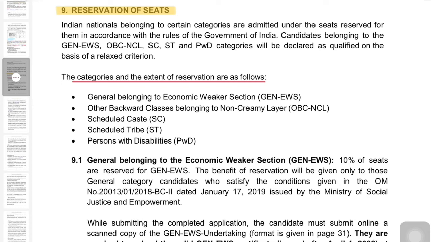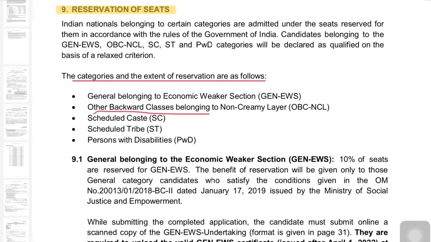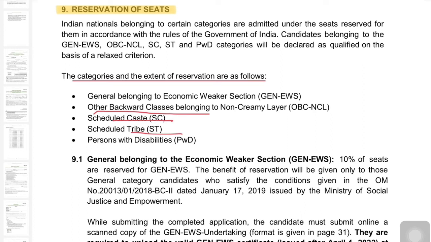As with any other exam, students from various categories will get reservation. The categories and the extent of reservation are as follows. The reservation for the general category belonging to the economic weaker section. Next, there is reservation for the OBC NCL, SC, ST and persons with disabilities. Now let's discuss the reservation criteria in depth.